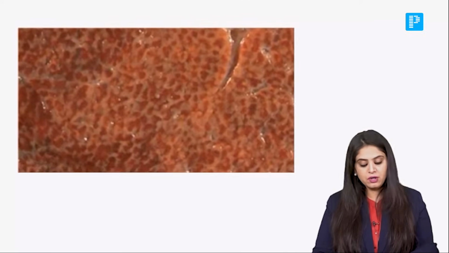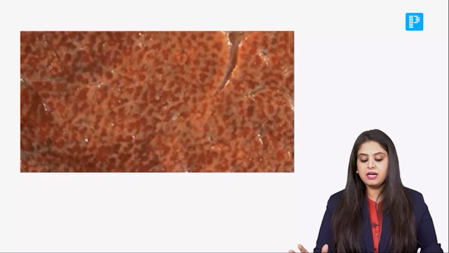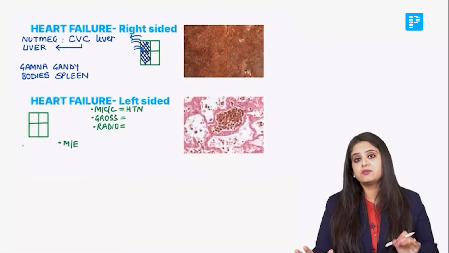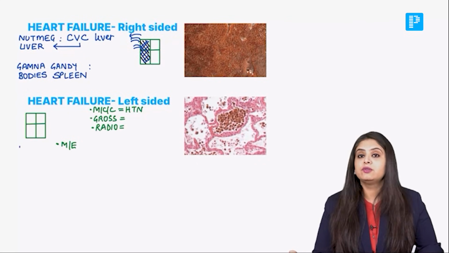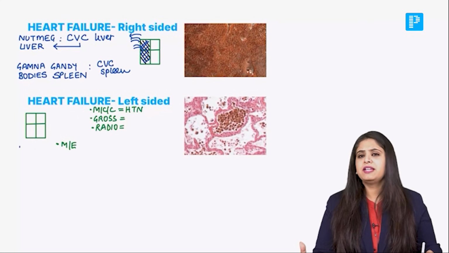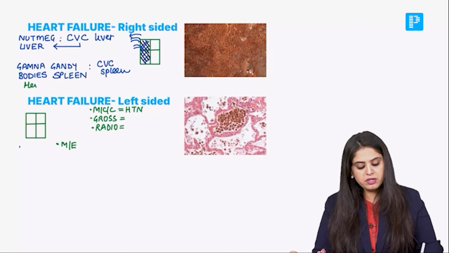You can see over here all those congested areas, they are looking a little darker. So you have dark areas and then you have lighter, paler areas. This alternating dark and light is the nutmeg liver seen in CVC liver. The same blood will also go into the spleen, so that is going to result in CVC spleen. And you all know that whenever there is a lot of blood, what is the pigment formed from blood? From blood there is going to be a lot of hemosiderin.